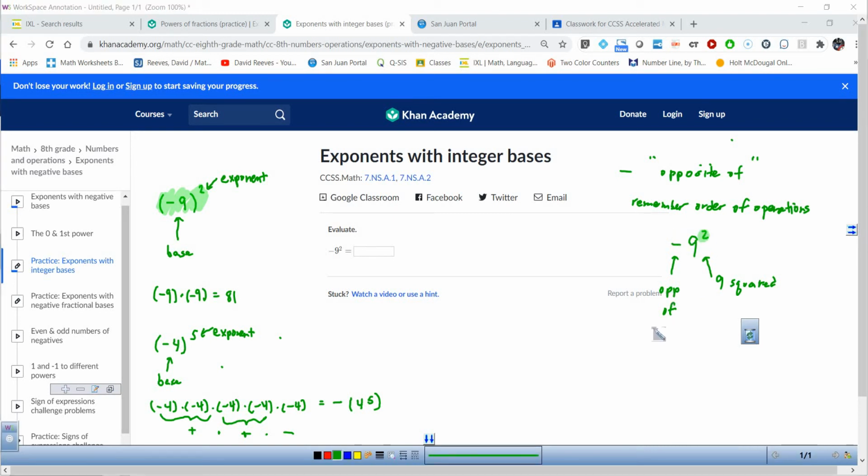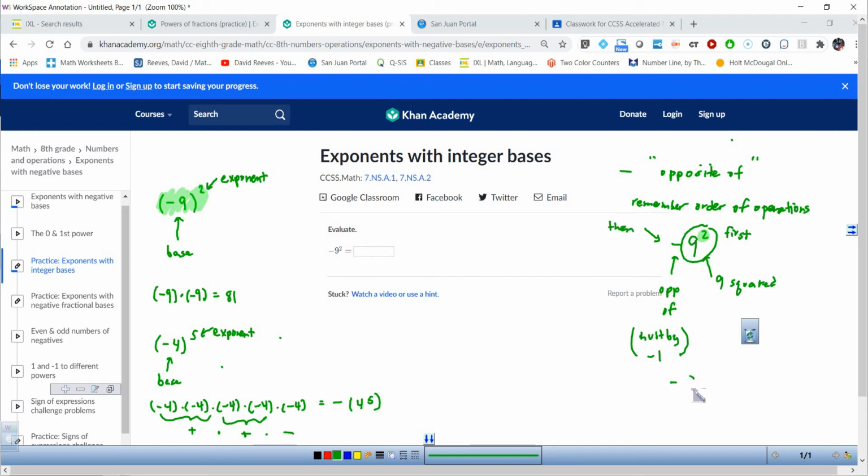Because finding the opposite of is like multiplying by -1. That's how you find the opposite of something, right? The opposite of 3 is -3, because you can multiply 3 by -1. The opposite of -7 is +7, and you can multiply by -1. So if we're going to do that, we would do this first, right? And then we would multiply by -1.